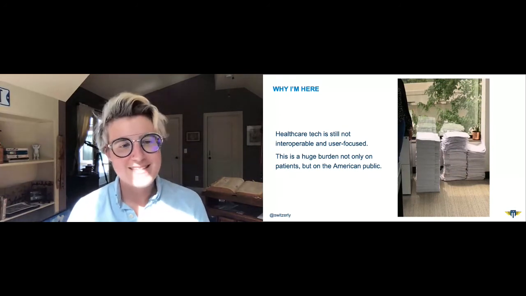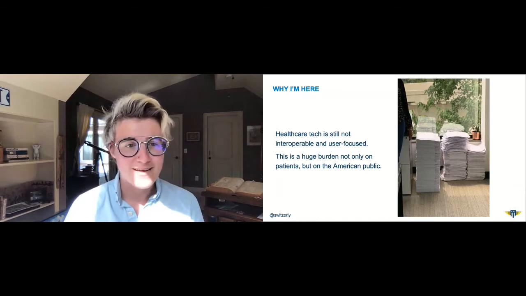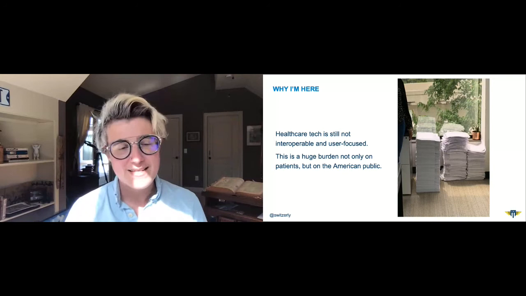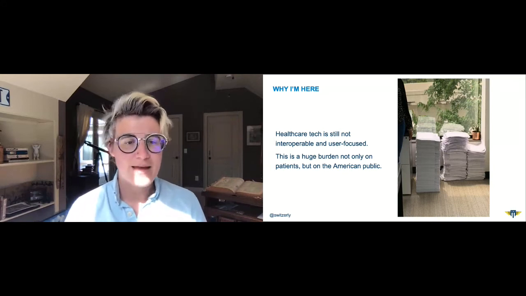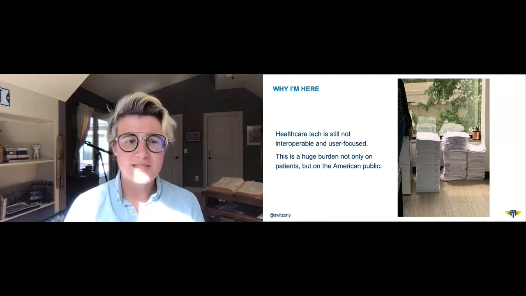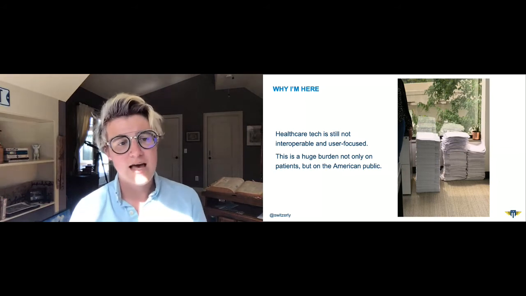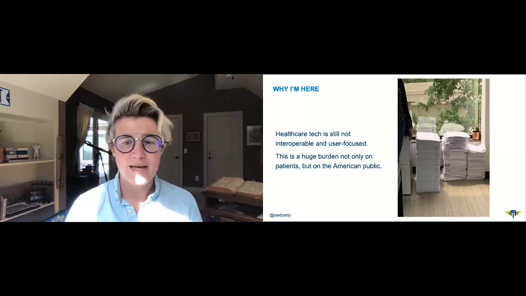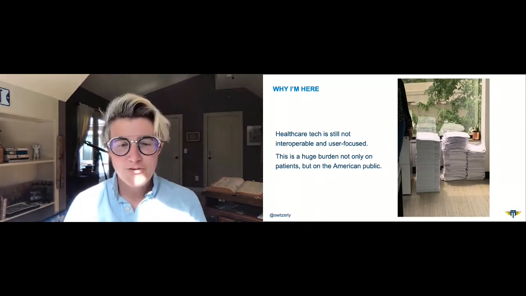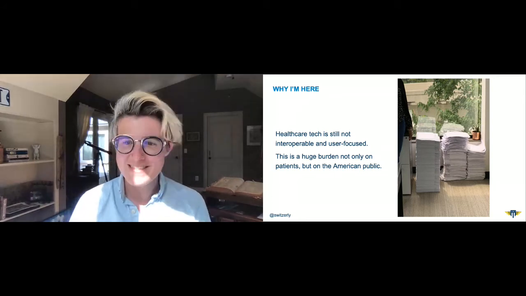I'm here because we are 2 decades and more into healthcare technology innovation. We are 10 years past meaningful use and the mandate that technology and electronic health records has to be interoperable. But we're still seeing that healthcare technology is not interoperable and it's not user focused. And this is a huge burden, not only on patients, but on the American public. And I don't know about y'all, but for me, the past few months have felt like many years.